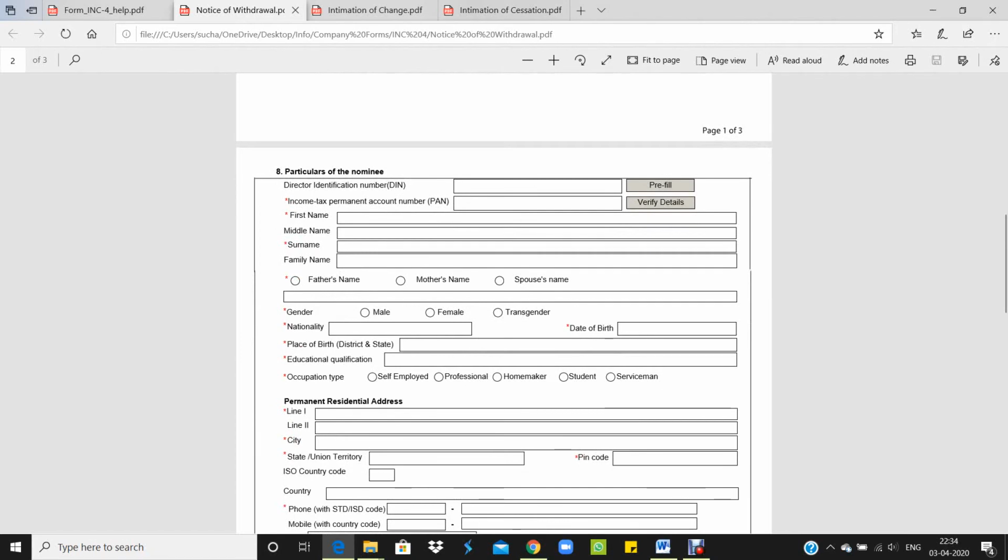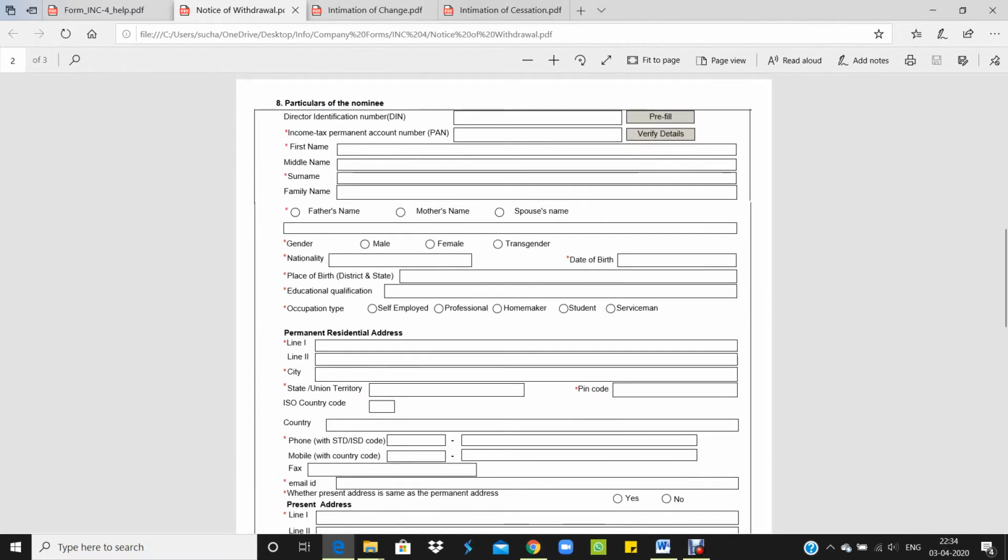Here, the particulars of the nominee have to be filed, that is, the new nominee. If he has a DIN number, the DIN number has to be filled in here, and if you click pre-fill, all the details relating to the director identification number will come up. And if he does not have a director identification number, then the income tax account number of that particular nominee has to be given, and that PAN number has to be verified.